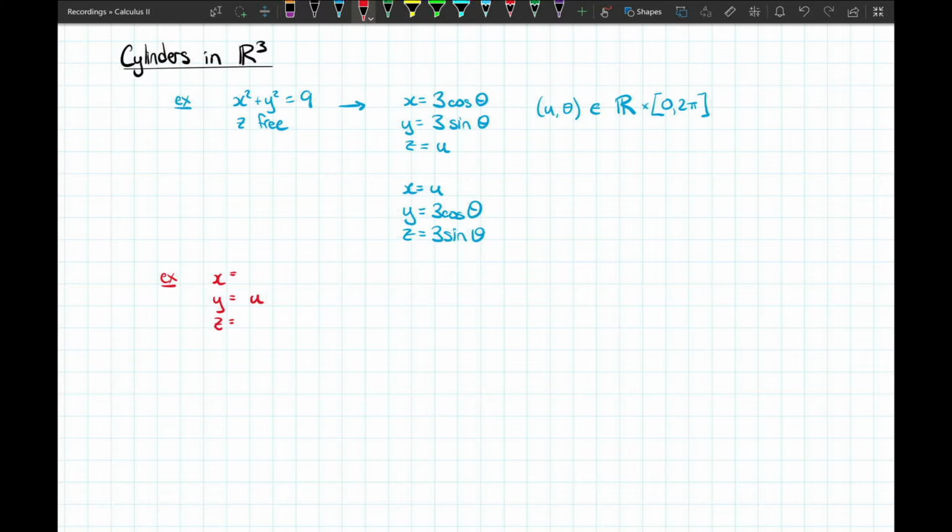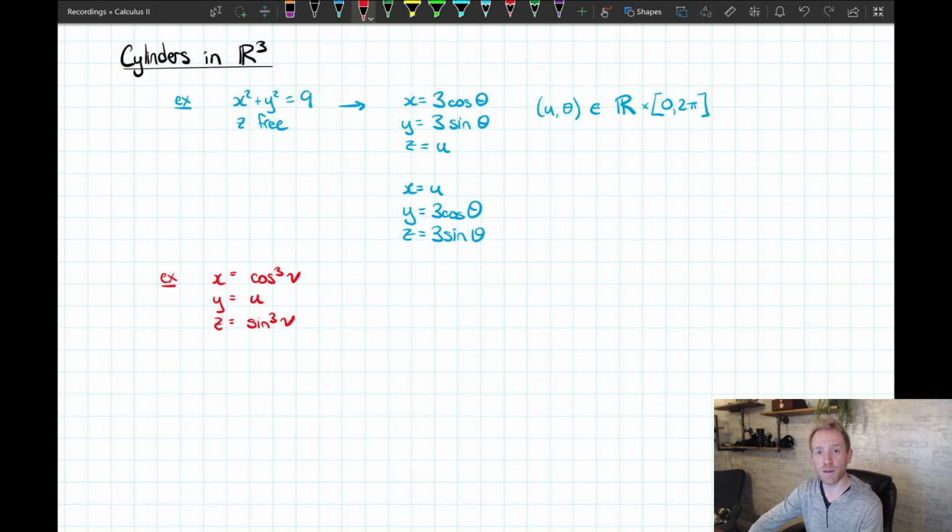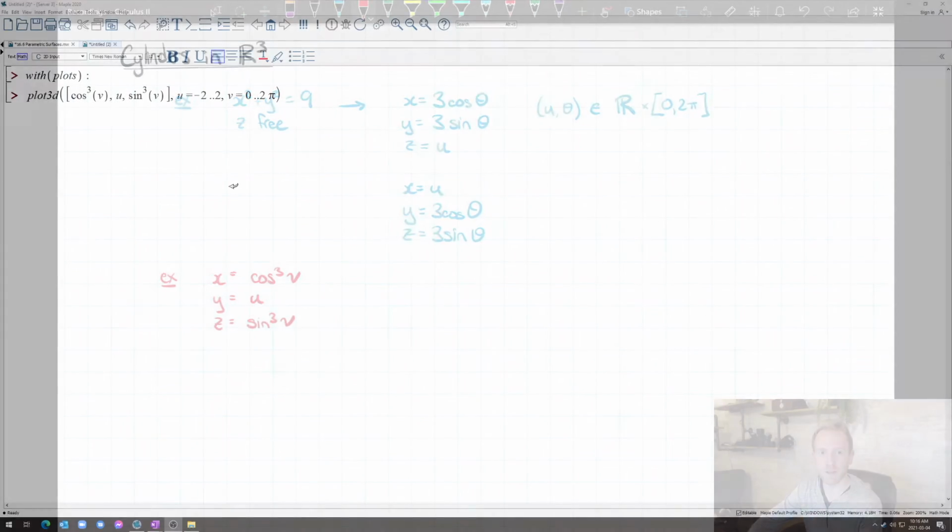Now here's kind of an interesting shape. Why don't I try letting x equal cosine cubed v and z equal sine cubed v? Now that's not going to be a circle anymore. Let's see what kind of a shape that ends up getting us. Luckily I've got Maple here to help us to see what that shape actually looks like.